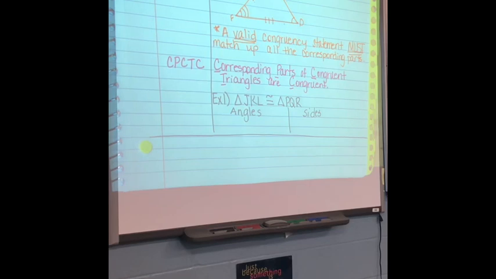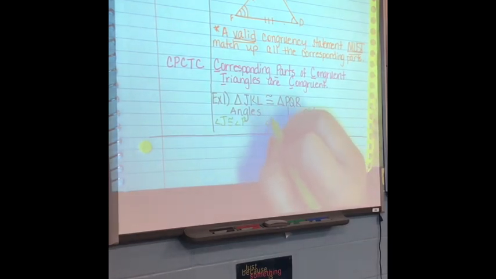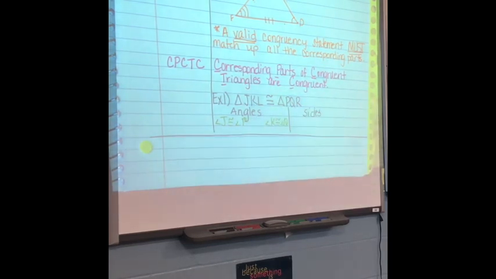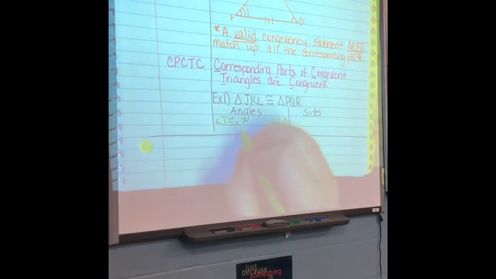No, just an angle, just one letter. J and P. So angle J is congruent to angle P. We agree with that? Yes, ma'am. Dixie, give me one. K and Q. We know that angle K is congruent to angle Q. L and R. Go ahead, Alyssa. L and R. Angle L congruent to angle R.